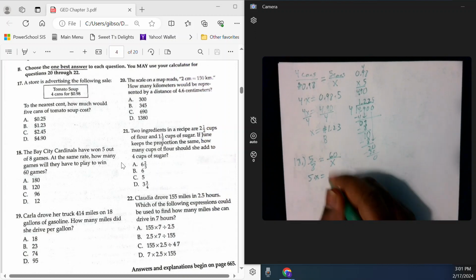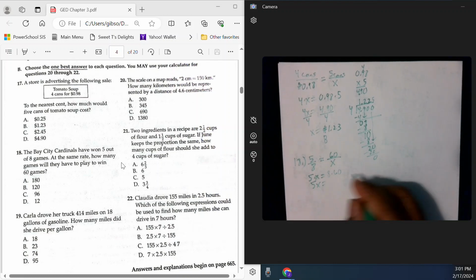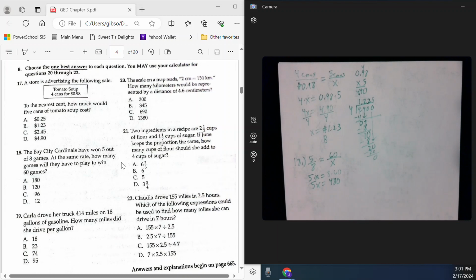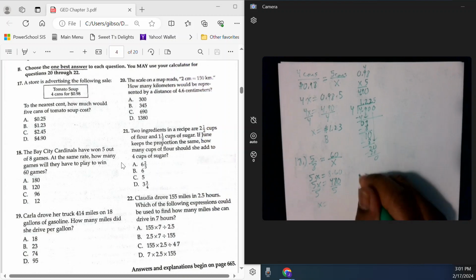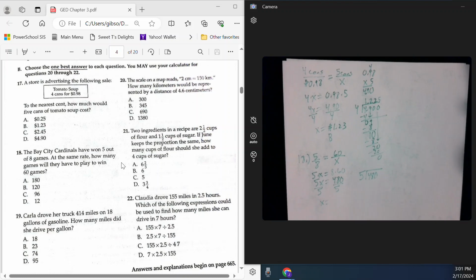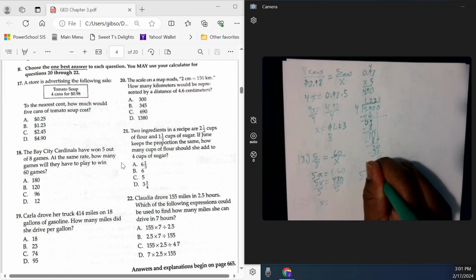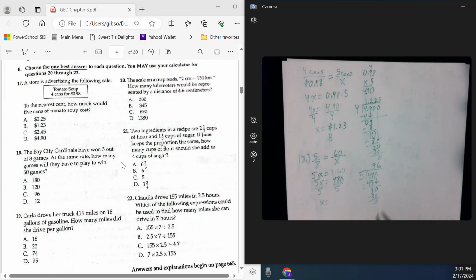5 times X is equal to 8 times 60. So it'd be 5X is equal to 480. We divide each side by 5. And X is equal to, now we would take 5 into 480. 5 goes into 48 9 times. 9 times 5 is 45. 48 minus 45 is 3. Bring down our 0. 5 goes into 30 6 times. 6 times 5 is 30. We have no remainder, so it'll be 96 games that will have to be played.